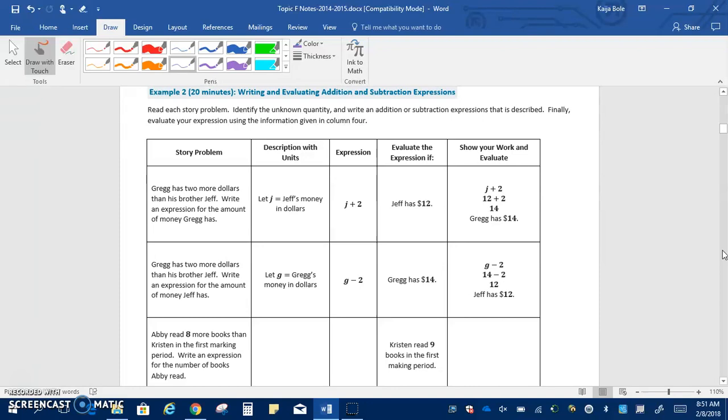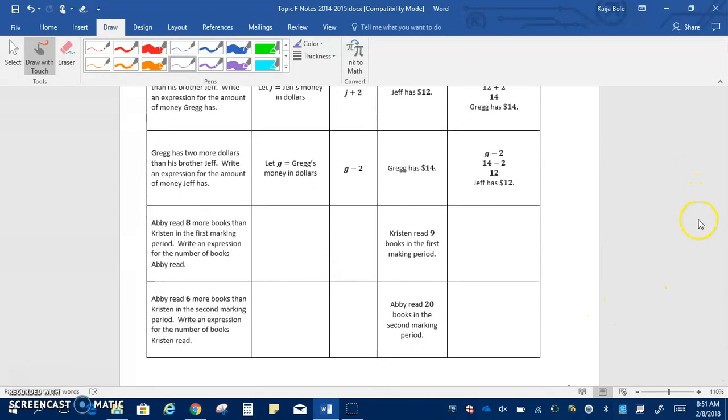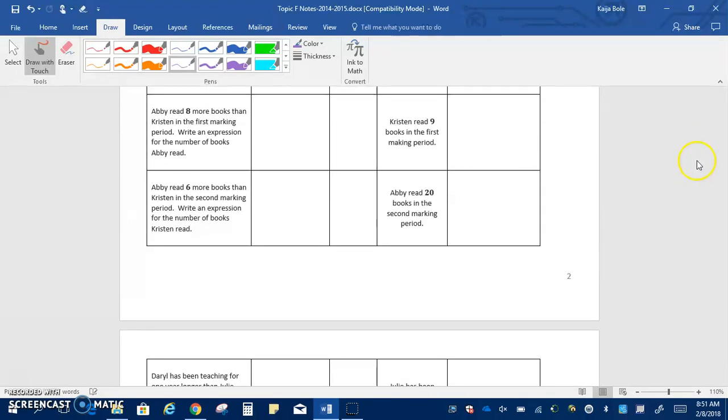These are going to seem a bit overwhelming, but I want you to stick with me. Keep writing things down, and if you have questions, we can go over them in class. It says to read each story problem, identify the unknown quantity, and write an addition or subtraction expression that is described, and then we're going to evaluate. We're going to skip down to where it says Abby. If you do get confused, you have those first two already filled out that you can look at.